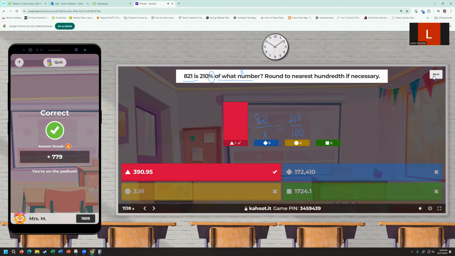And remember, you can read that in a sentence if you need to. 821 is 210% of 390.95. Because we're doing more than 100%, it makes sense that the part is actually bigger than the whole because we are more than 100% of our item.